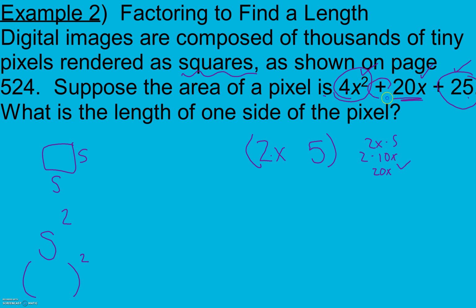So our last steps are to take our sign from the middle and add our square. So 2x plus 5, that binomial squared, is the factored form here, but we're not looking for the factored form. We're looking for what is the length of one side. So our side is 2x plus 5. All the sides on our square would be 2x plus 5.